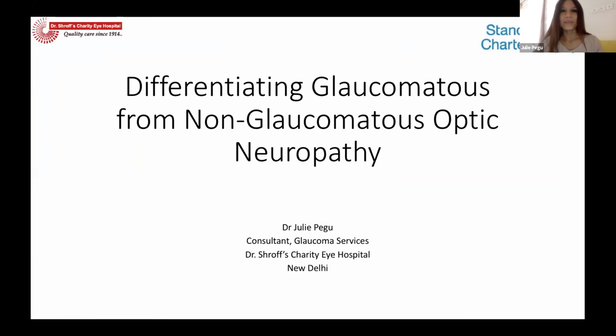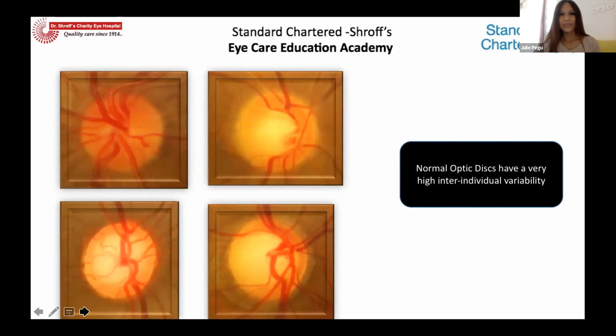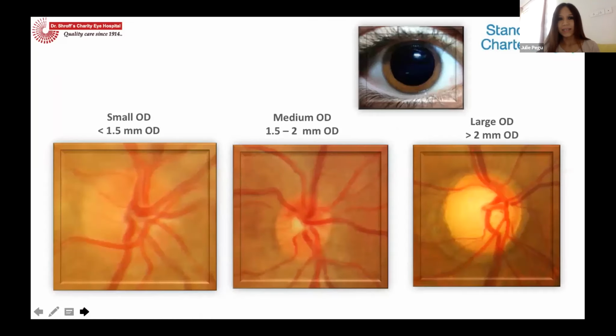I'll be talking about differentiating glaucomatous from non-glaucomatous optic neuropathy. I'm really excited whenever I see a new glaucoma patient, because every optic nerve is different, and so you have these challenges to diagnose glaucomatous from a non-glaucomatous optic neuropathy. You can see that these are pictures of normal optic discs, but they all look different. So definitely there are criteria which would really help us in deciding which optic disc has glaucomatous features.